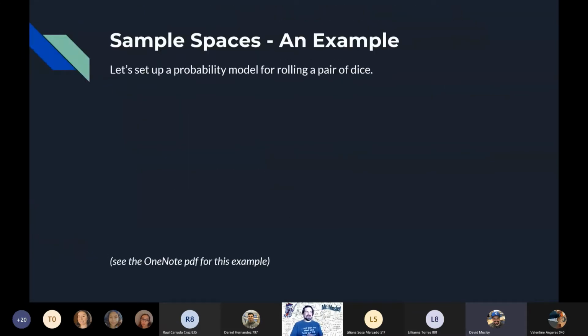So we're going to look at an example. We're going to create a probability model for rolling a pair of dice. So I totally forgot to set this up properly. Oops. So give me a moment.